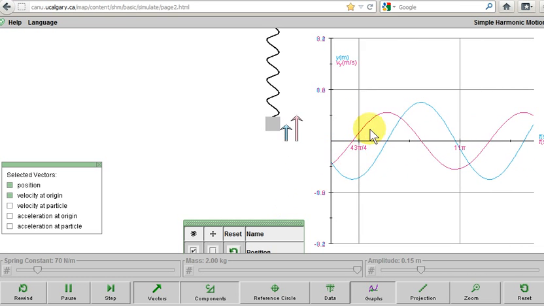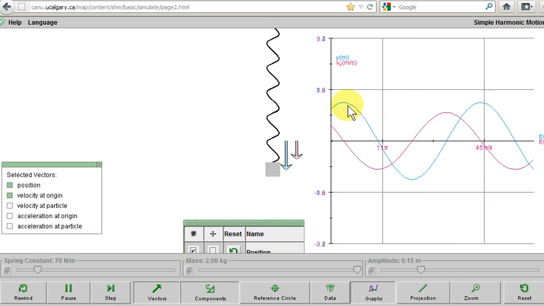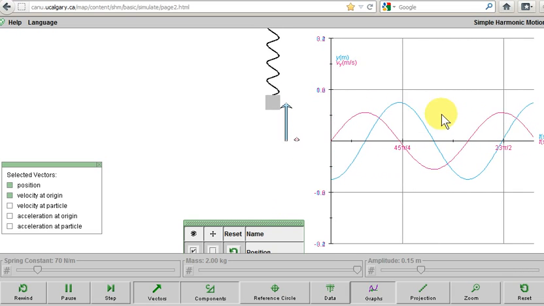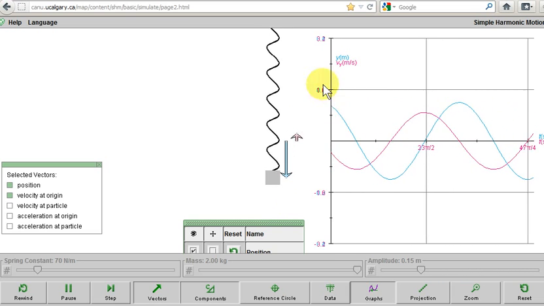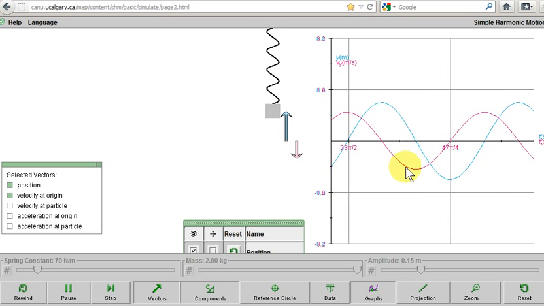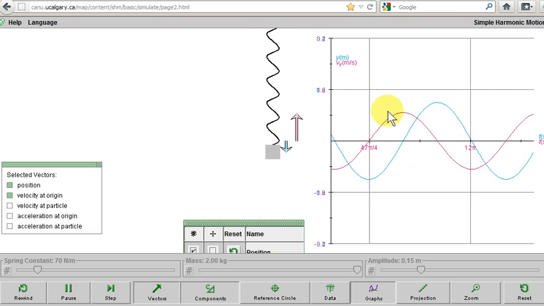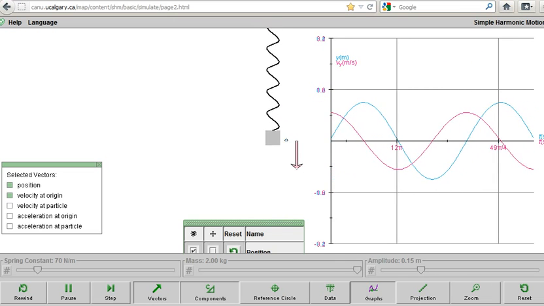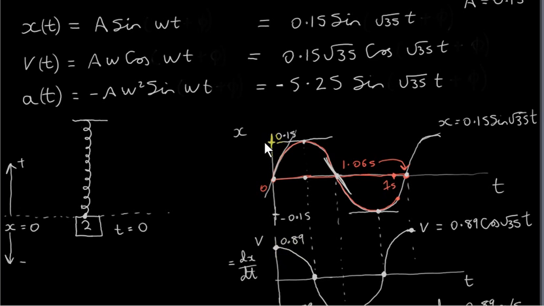Now the amplitude of the velocity looks less than the amplitude of the position on this graph, but that's because the scales are actually different. The amplitude of the velocity is 0.89 as we saw, whereas the amplitude of the position is 0.15. It's just that the scales are different.